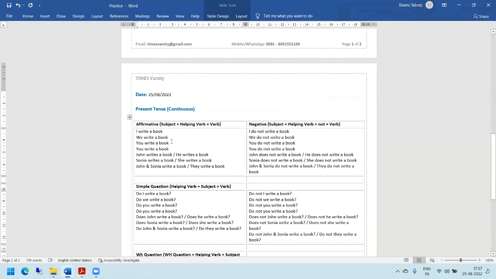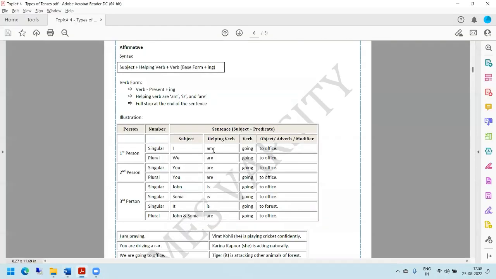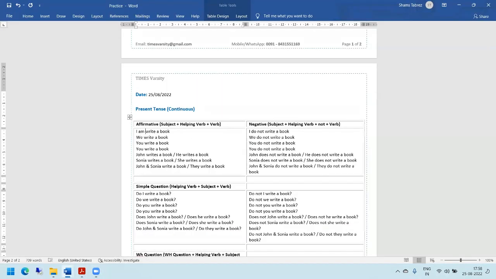Now, anyone? We are using the verb write. Let's make sentences of present continuous tense for the verb write. Any volunteer? I am writing a book. Perfect. Here, with I, the helping verb which is used is am. So, I am writing a book.